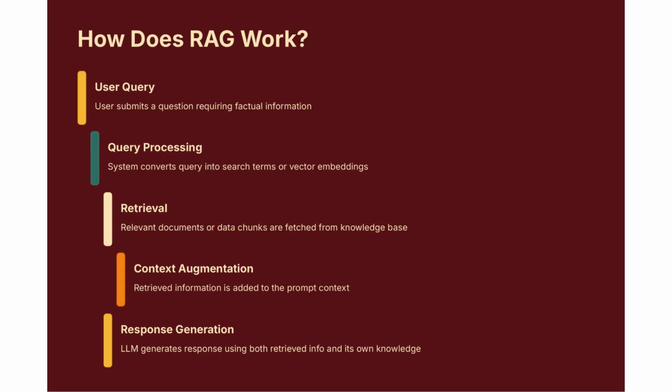RAG begins with a user query seeking factual information. The system processes this query into search terms or vector embeddings. It retrieves relevant documents from a knowledge base, augmenting the context. Finally, a language model generates a response using both the retrieved data and its own knowledge.